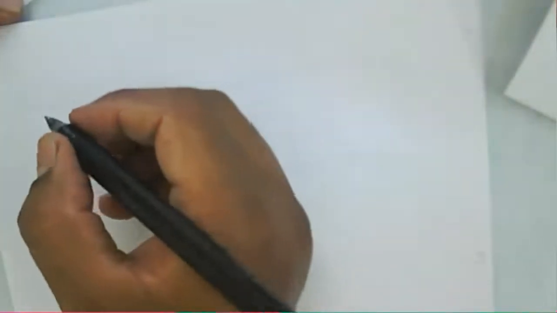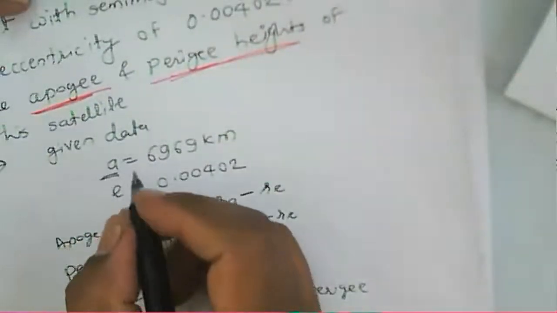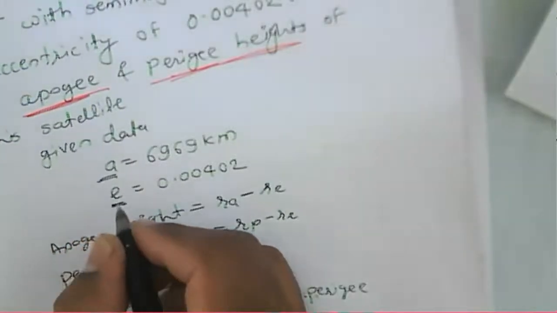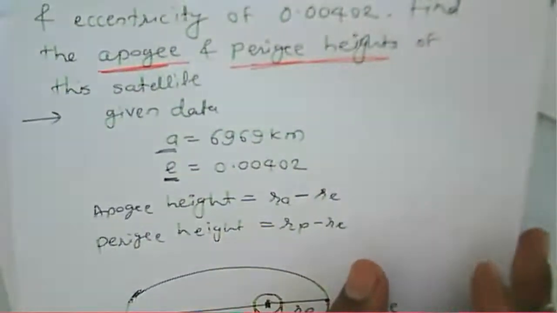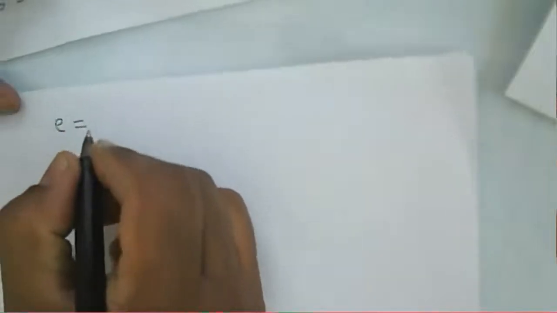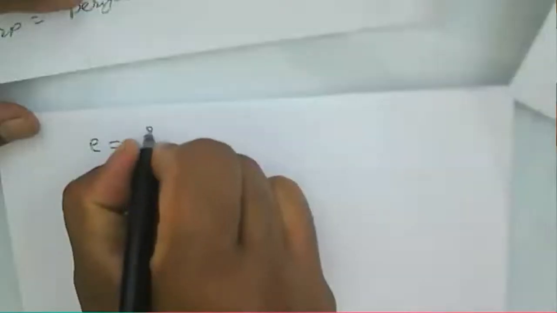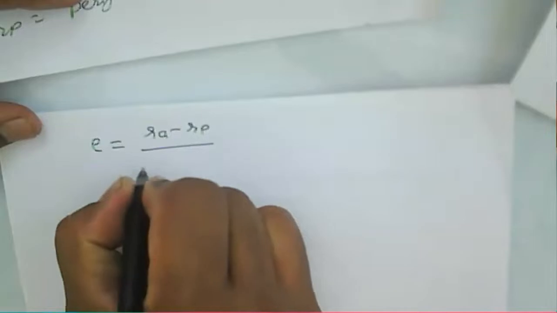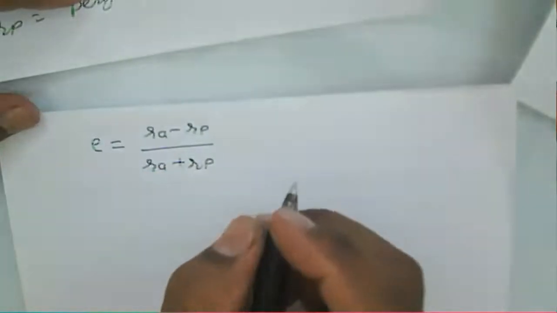Now we will calculate here and see how this apogee height is obtained. So now the given data is A, the semi-major axis, and we have another term, the eccentricity. Now from the given data, if we obtain the equation of the eccentricity, E is equal to what? E is equal to RA minus RP divided by RA plus RP.